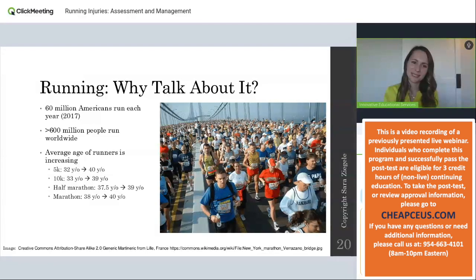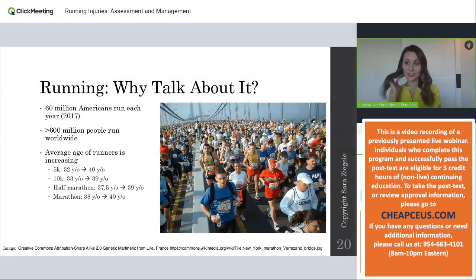This is different than when it comes to other sports, because when we look at the global numbers, it's more than 600 million people worldwide report that they, in some degree, utilize running for exercise. We know that the age of runners is also increasing. So not only are there tons of runners out there, but the age is getting higher.